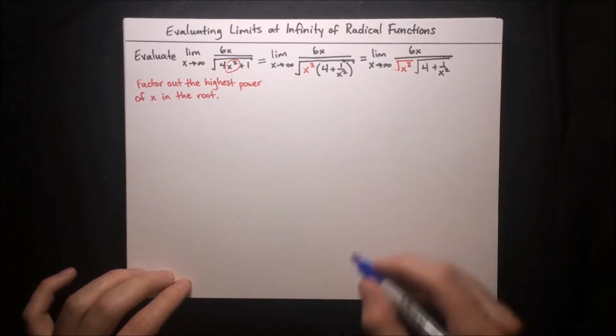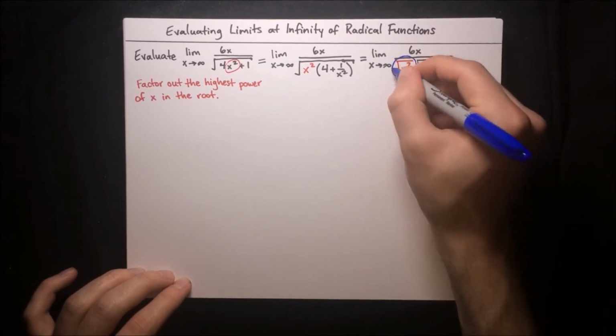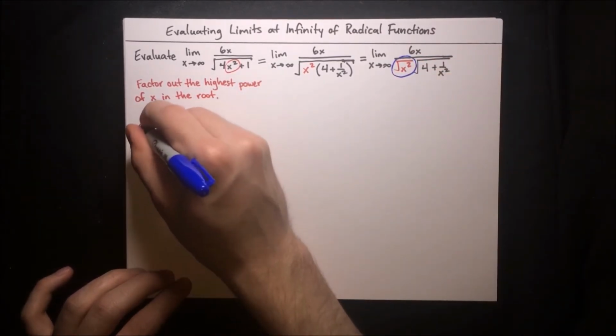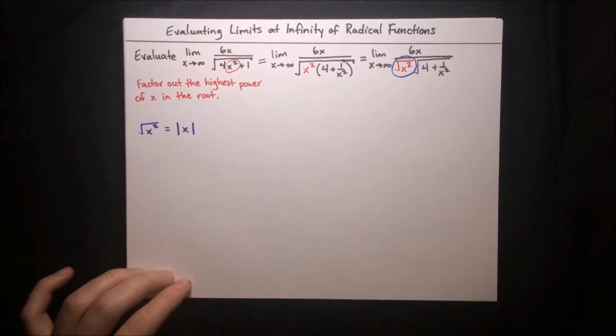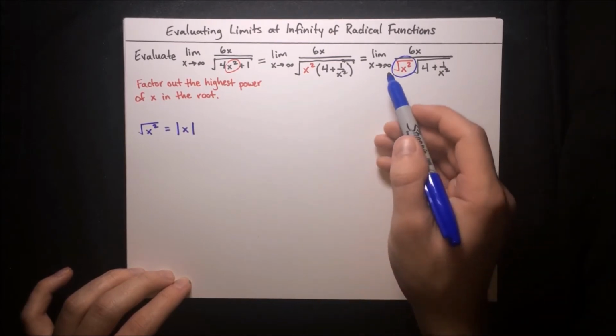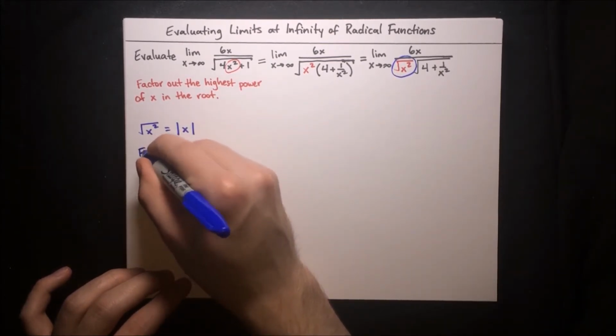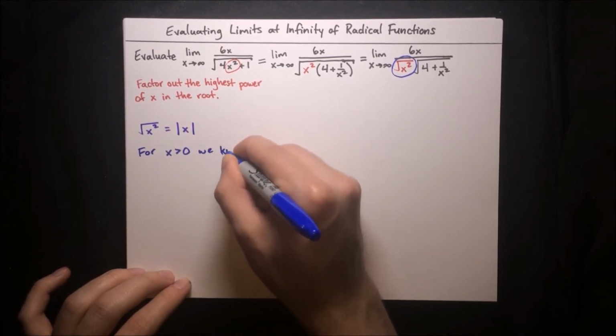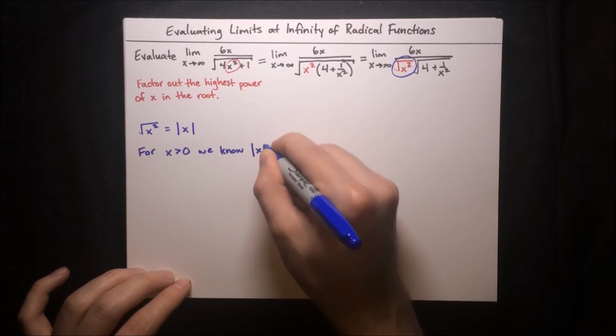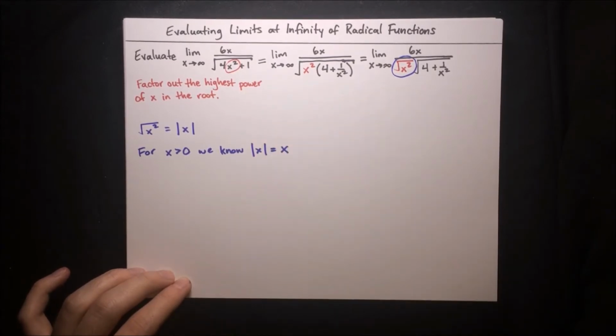Okay, so now we want to go ahead and simplify that root x squared term. And we know that the root of x squared is just equal to the absolute value of x. Now here we have x approaching positive infinity, so that means x is greater than 0. And for x greater than 0, we know that the absolute value of x is just equal to x itself. The absolute value of a positive number doesn't change the number at all. Absolute value of 5 is 5, absolute value of 93 is 93.